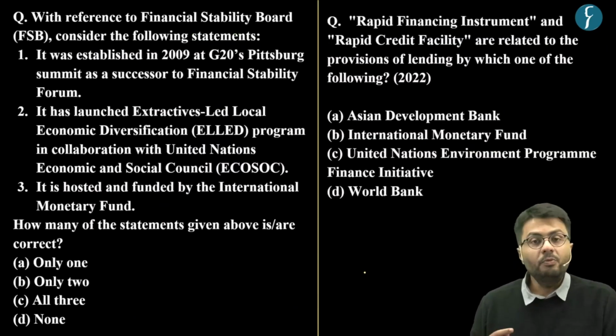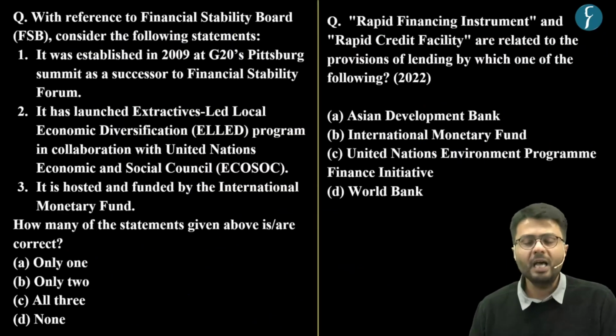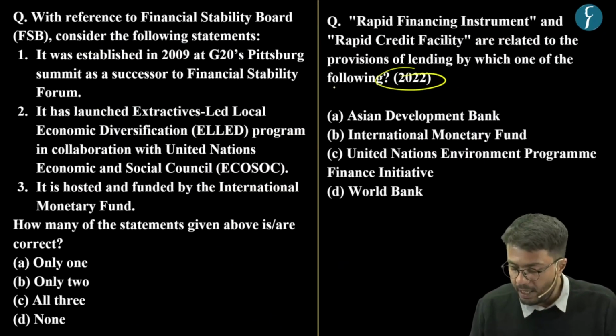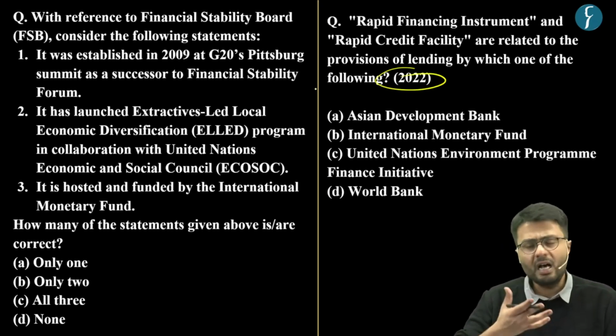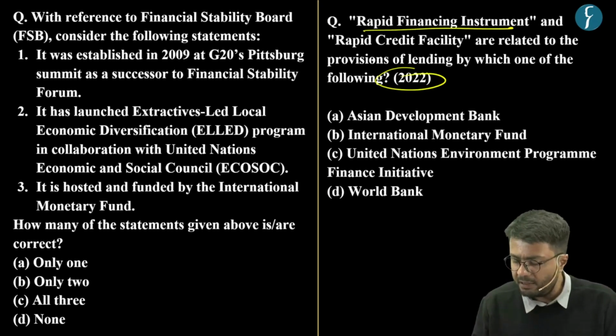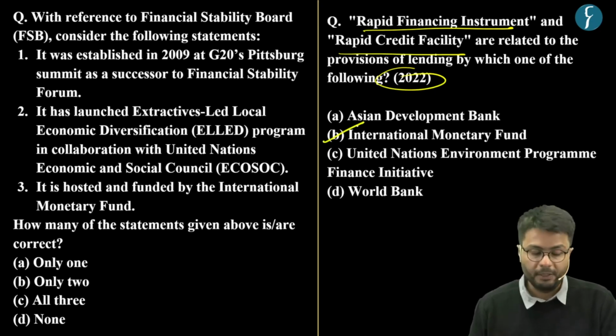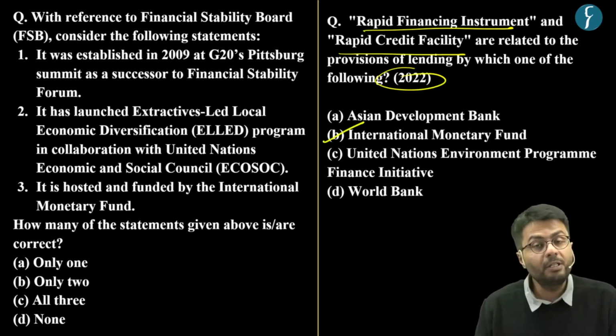Now let us deal with the practice question. And why are we asking this particular practice question? Because UPSC in the year 2022 itself asked questions regarding the Rapid Financing Instrument as well as the Rapid Credit Facility, which are introduced by the International Monetary Fund. Now let us deal with the model question.